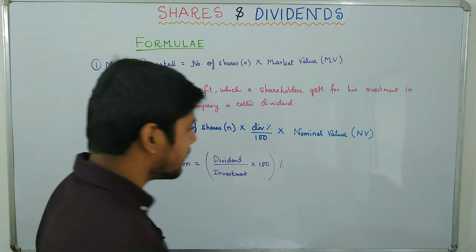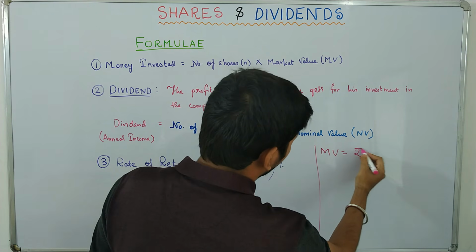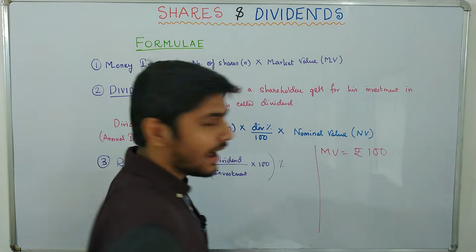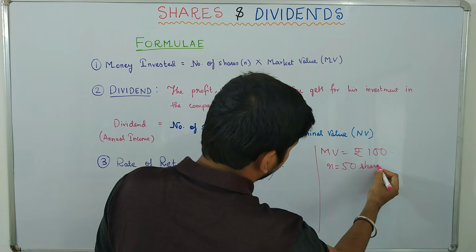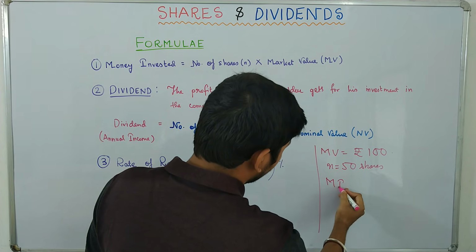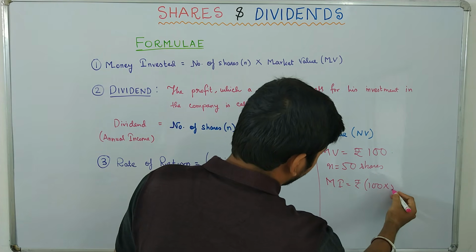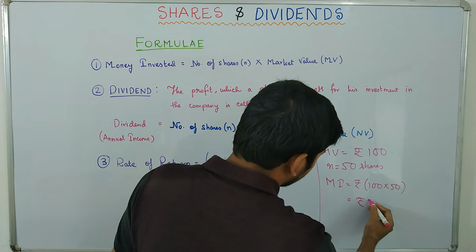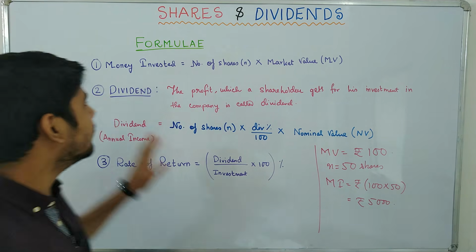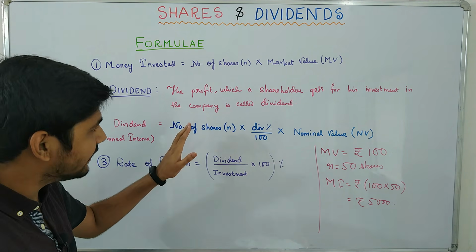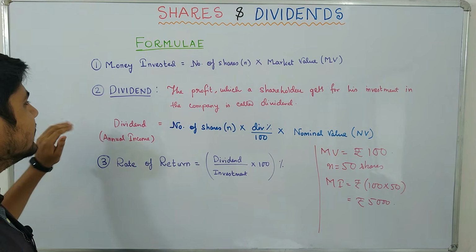Let me give you an example. Say the market value of a share is equal to rupees 100, and say a man buys 50 shares. So the total money invested will be equal to the product of both of them, which is rupees 100 into 50, which is equal to rupees 5,000. So I hope that's easy to understand, that money invested is equal to number of shares N into market value MV.